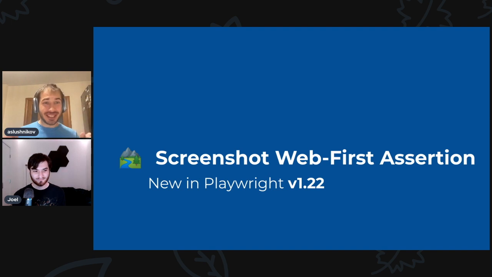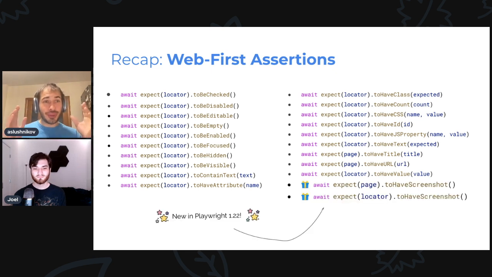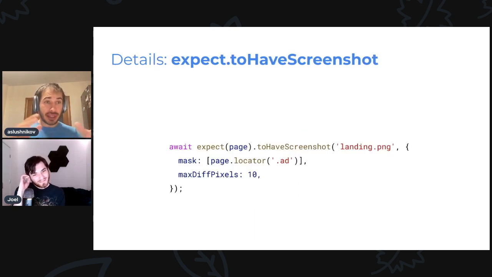Great. Next chapter: screenshot web first assertion. Okay, so in the tip of the day, I already showed you that we have plenty of different web first assertions, and here they are once again. Now, with this release, we add 2 new web first assertions, which is expect page to have screenshot and expect locator to have screenshot. Because we didn't have enough assertions. Well, more use cases, more beauty. Okay, so let me actually show you in parts.